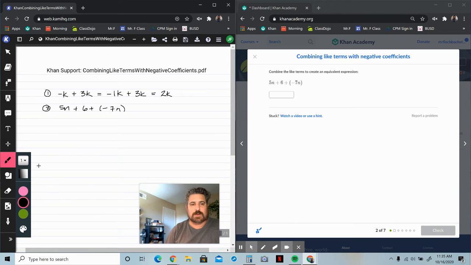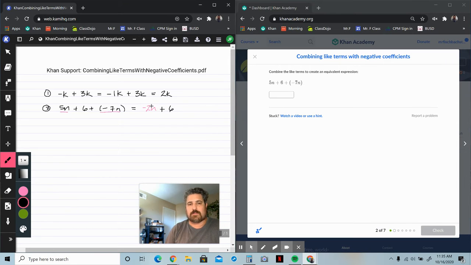Okay, so what we're going to do is identify our like terms. The 5n can be combined with the negative 7n. Those are what we call like terms. So we're going to put those together. What's 5n minus 7n? Negative 2n. So that's really worth negative 2n. The plus 6 is a constant that just comes along for the ride. So that's as far as you can go.